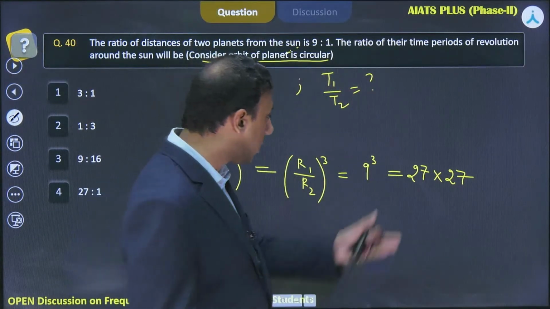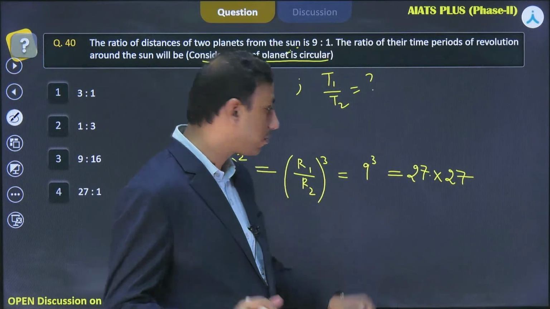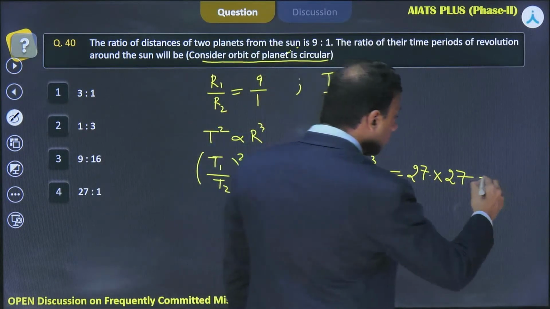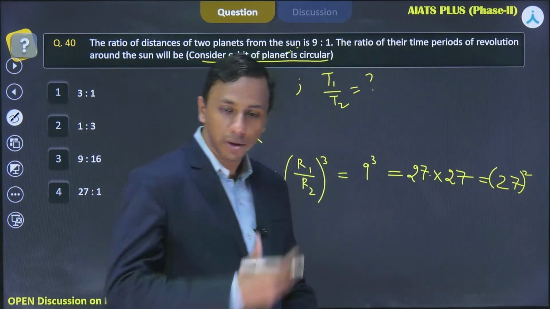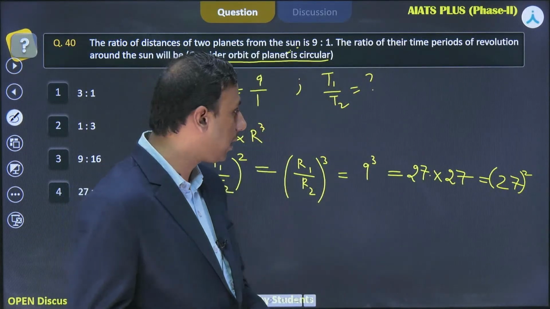Okay? That means it is 27 square. Nothing else. Okay? So this means this is 27 square. If you want, you can check it as well. Right?